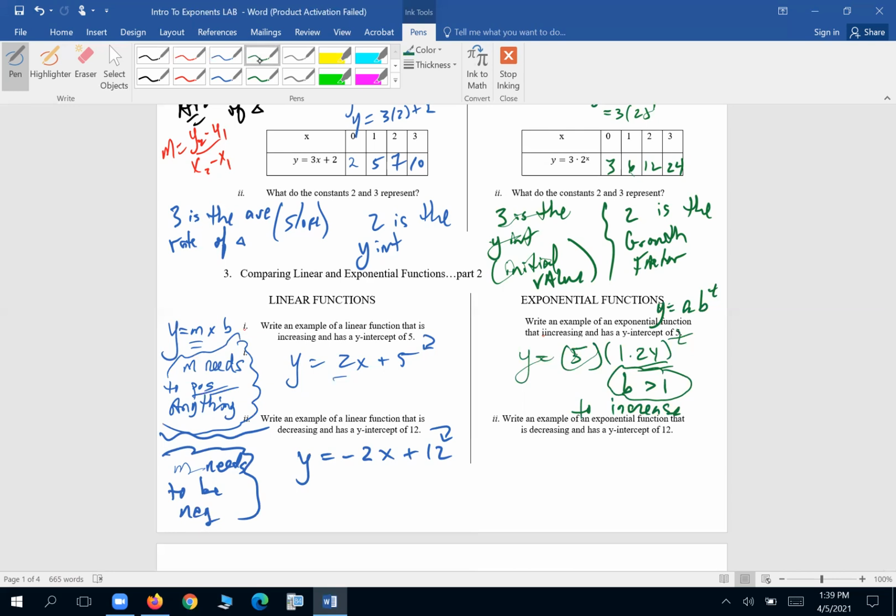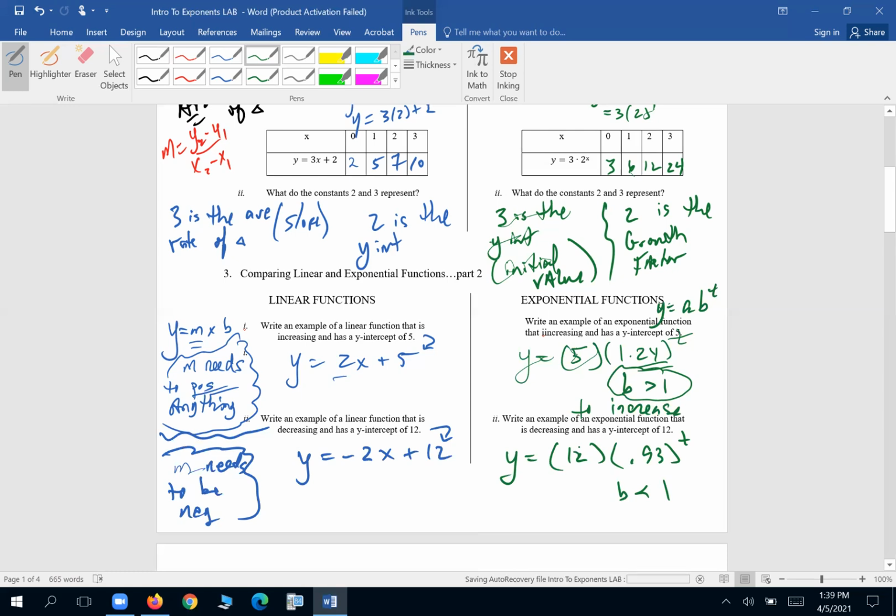Now let's switch gears back to exponential functions. If you wanted a decreasing exponential function, the y-intercept goes first. Remember, that's the initial value. And to be decreasing, your b just needs to be less than 1. So hopefully you're catching on. It doesn't matter if it's 0.93, 0.2, 1/2. As long as the whole value or decimal value is less than 1, you're okay.